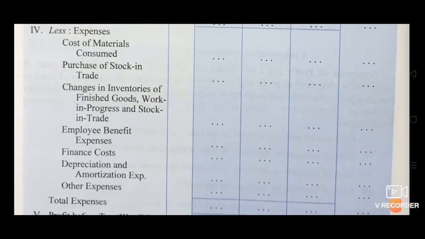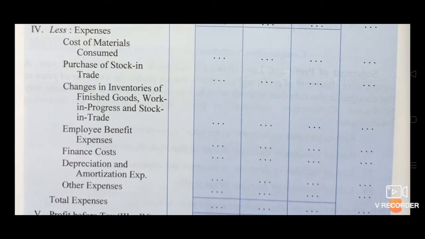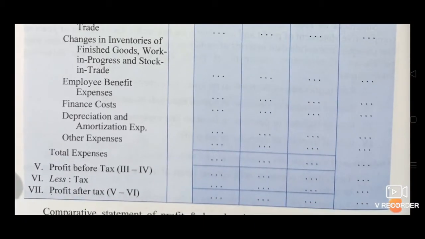In expenses, cost of material consumed, we have discussed every heading in detail already. Cost of material consumed, purchase of stock in trade, changes in inventories, employee benefit expenses, finance cost, depreciation and amortization expenses, other expenses. Then we have to make the total of expenses, and then from total revenue we will deduct total expenses. That will be the profit before tax, and after deducting tax we will get profit after tax.